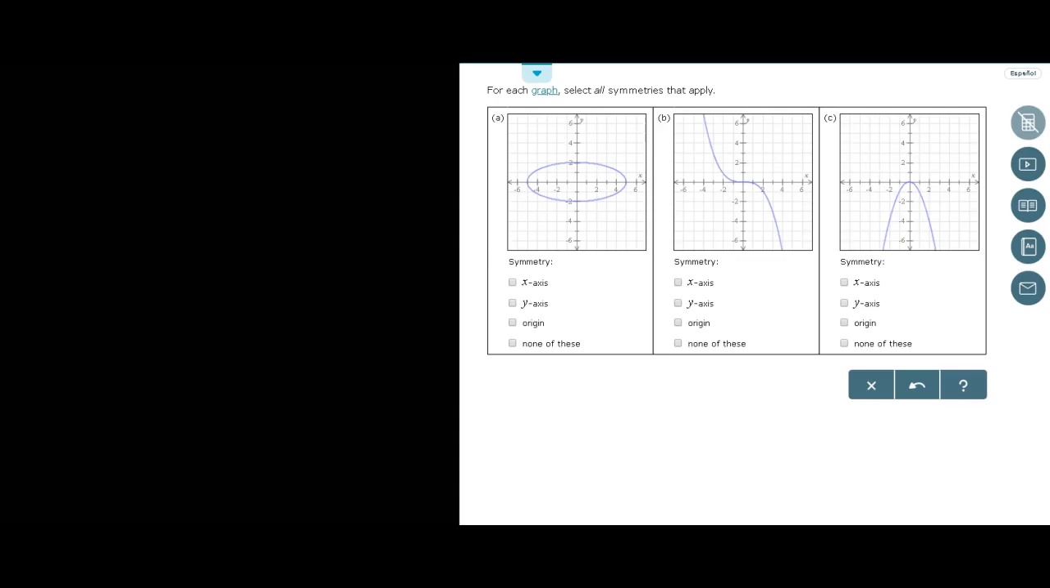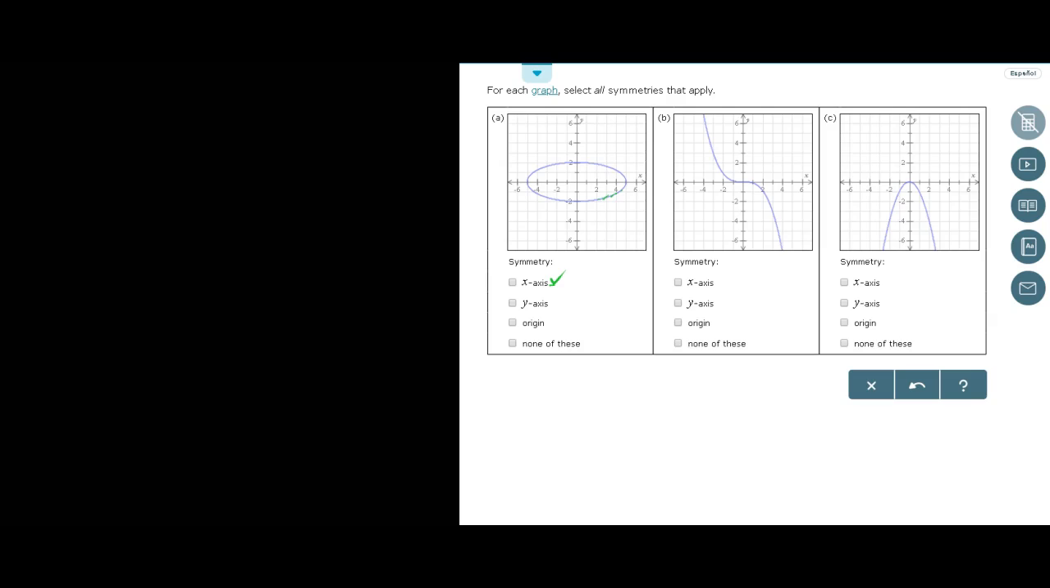This graph is clearly symmetric with respect to the x-axis because if we fold this grid along the x-axis, the top half will coincide with the bottom half. So it is symmetric with respect to the x-axis.